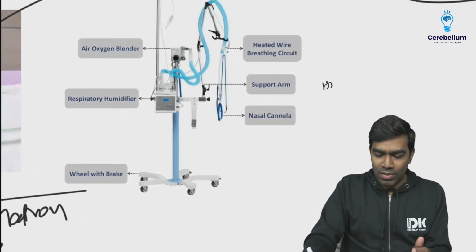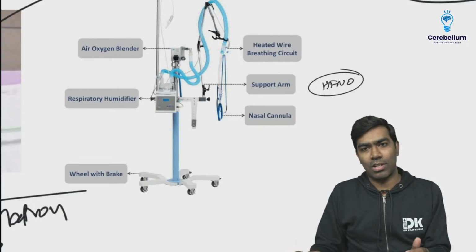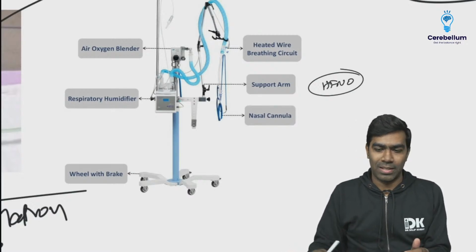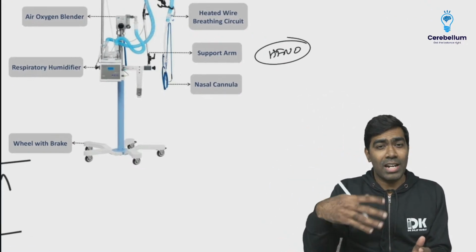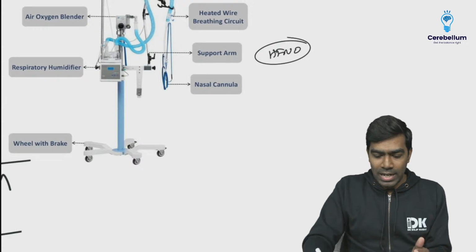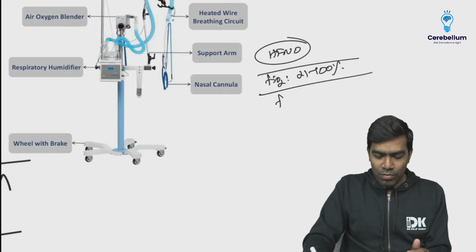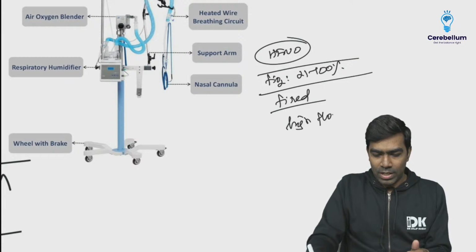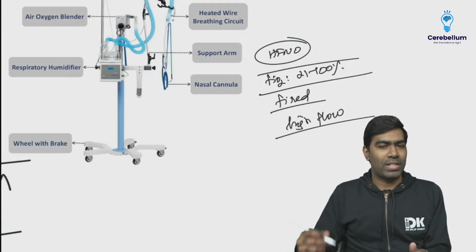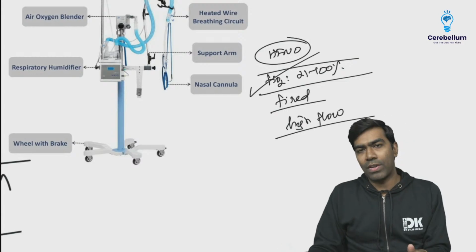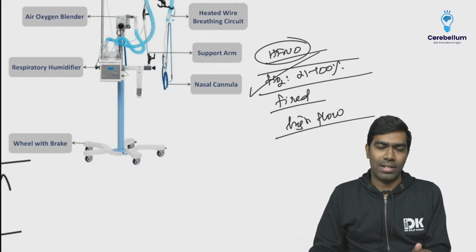Everyone knows what this is. This is HFNO, that is high flow nasal oxygen or high flow nasal cannula. Currently it is used as an alternative to CPAP. It can deliver FiO2 from 21 to 100%. And it's a fixed performance device. It's going to be categorized as a high flow device. Fixed performance device, high flow device, FiO2 21 to 100%. That is HFNO.